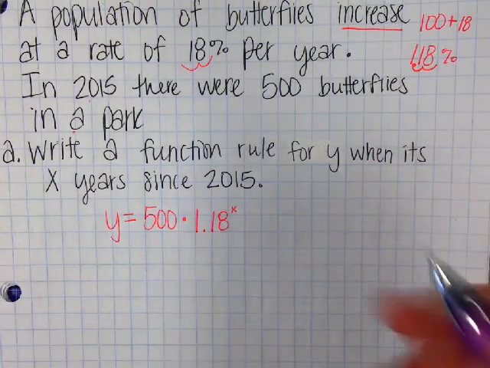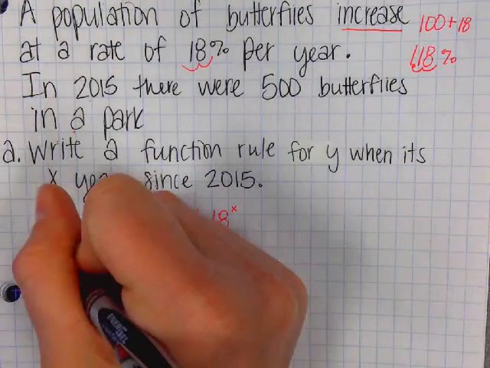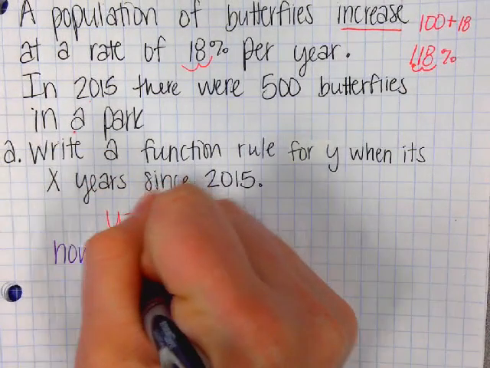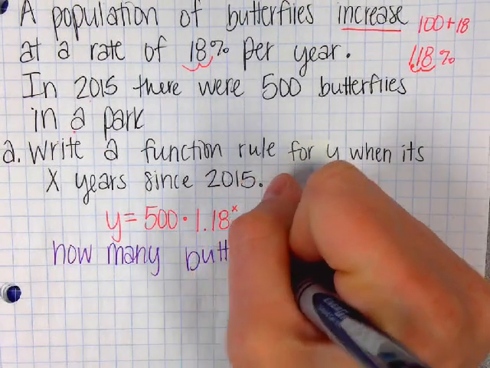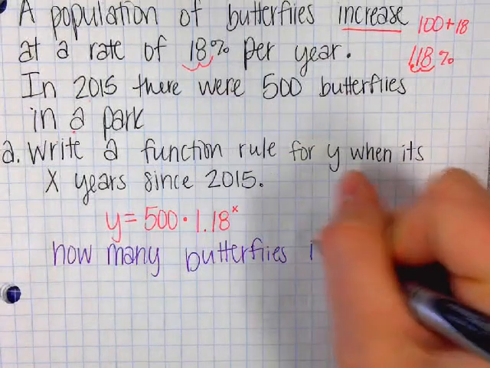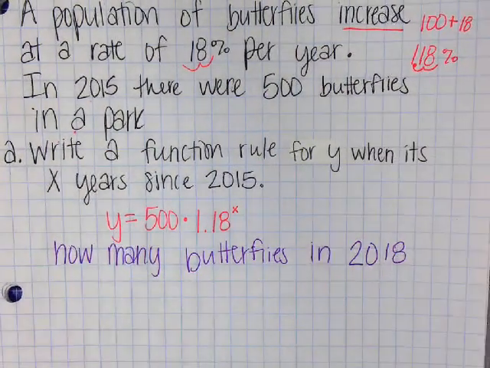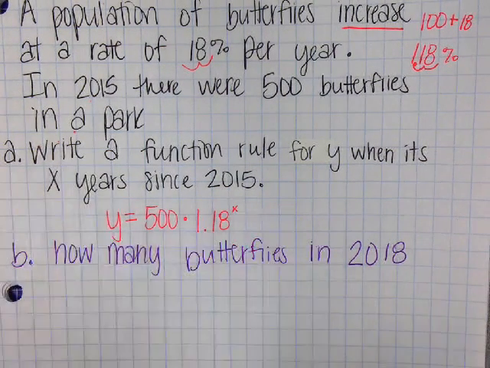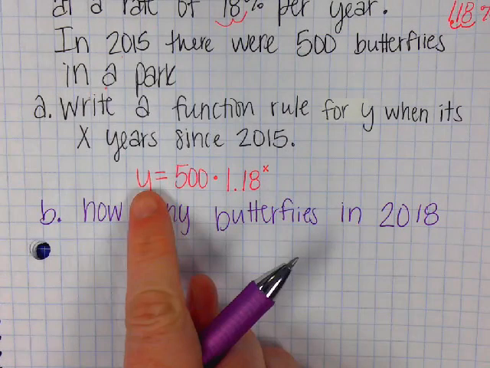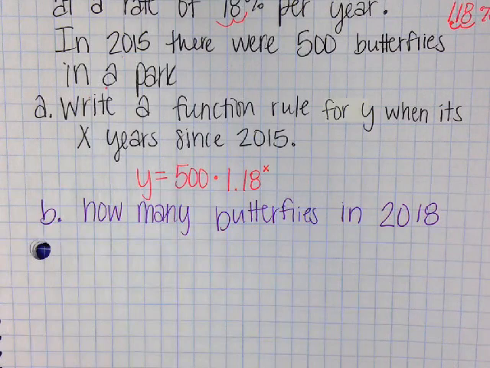Okay, now, what if I told you to find how many butterflies were there in 2018? How many butterflies were there in 2018? Now, I'm going to use this equation. That's the nice feature on your graphing calculator. It says how many butterflies in 2018.